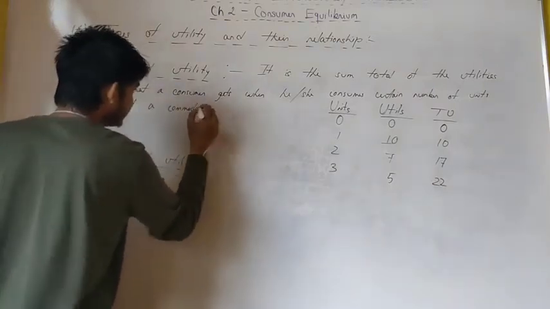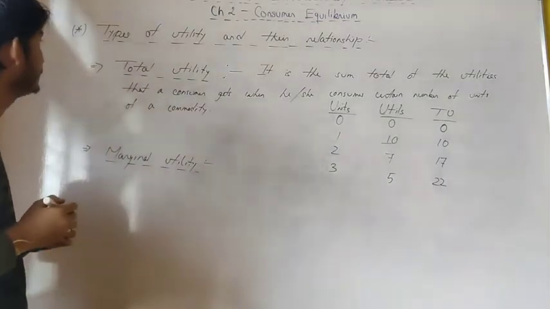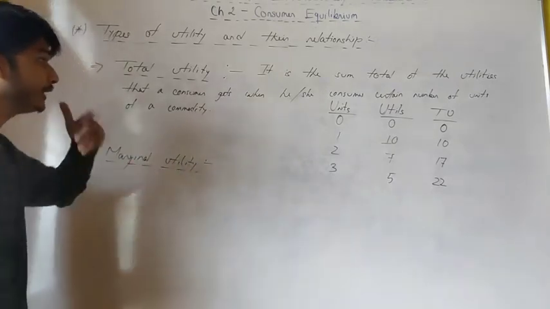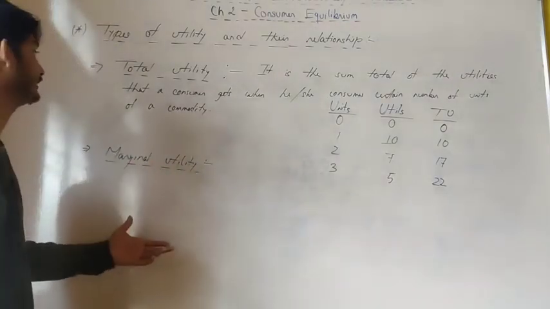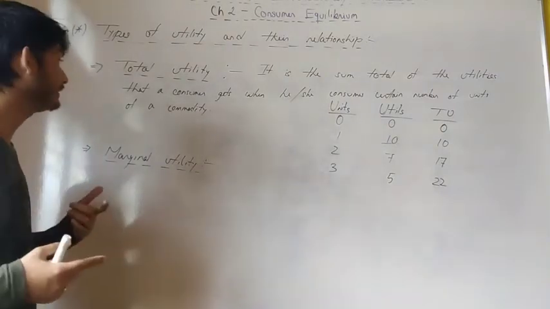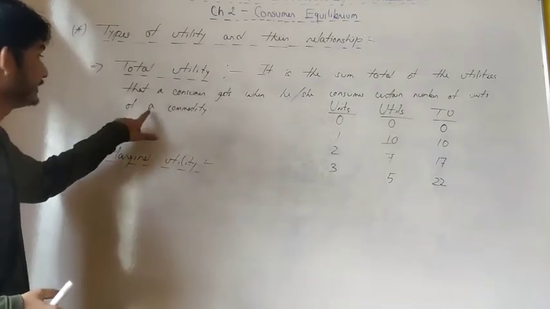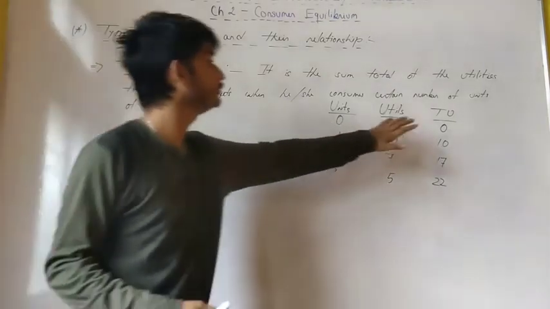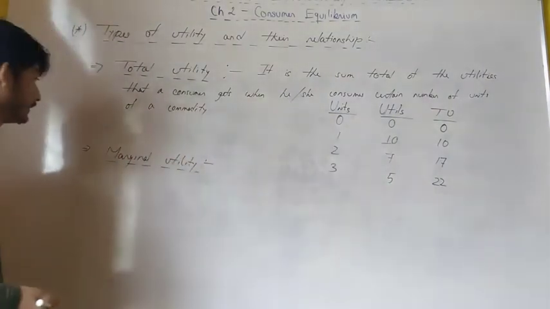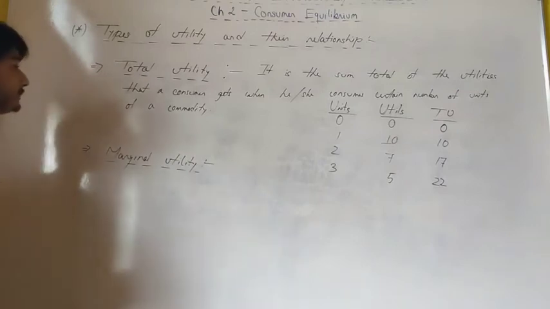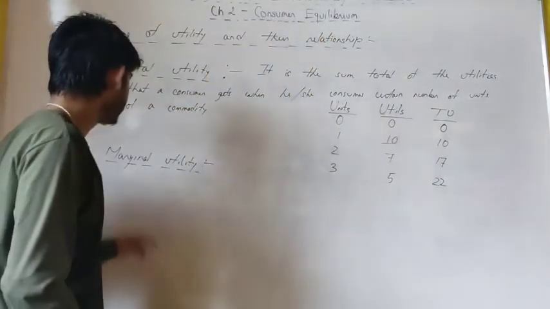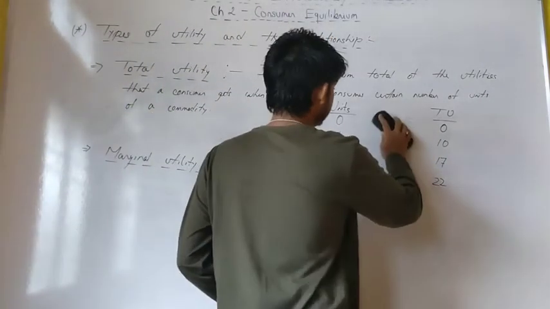My dear students, let me tell you one very important point: while measuring total utility, we will not take account of any other commodity. We will be concentrating on only the particular commodity he is consuming. That's why I have written here a commodity, a certain number of units of a commodity, not various items. Well, this is the simple concept of total utility. Now let's discuss the marginal utility.